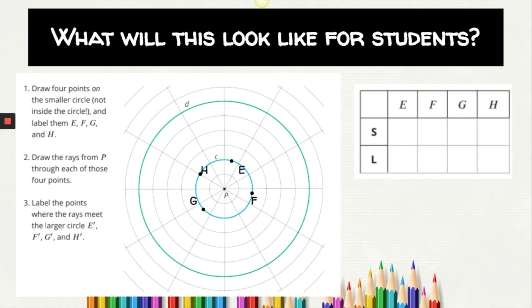Next, we're going to draw rays from point P, which is the center of the circle, through each of those 4 points and extend it beyond the larger circle. Okay, number 3, label those points where the rays meet the larger circle as E prime, F prime, G prime, and H prime.